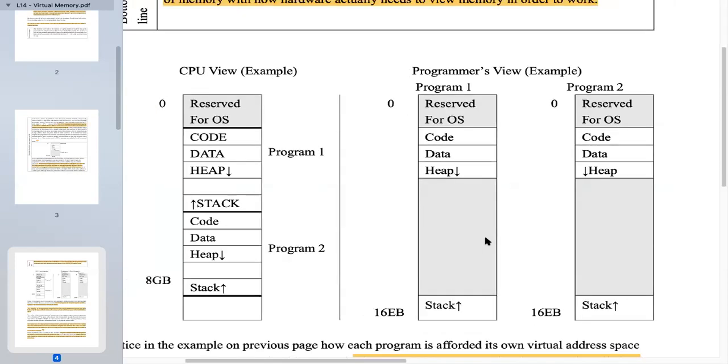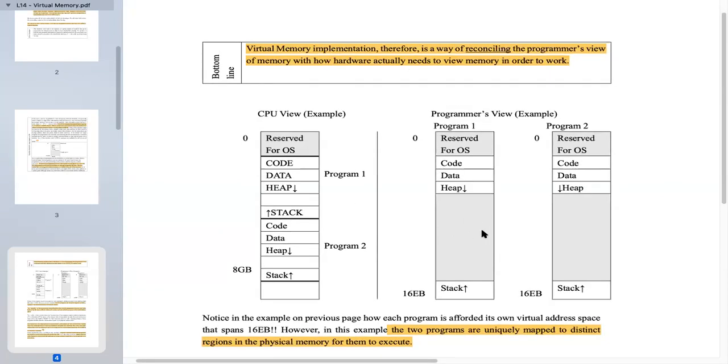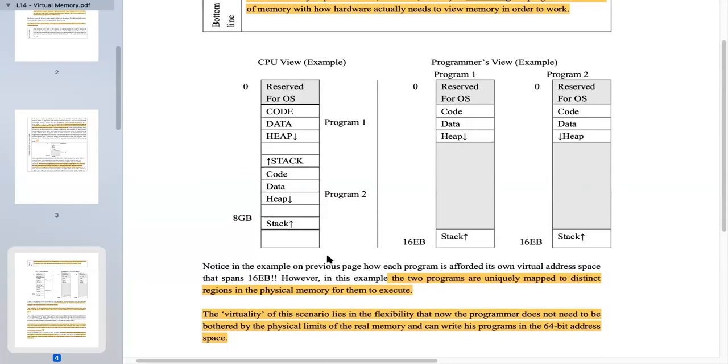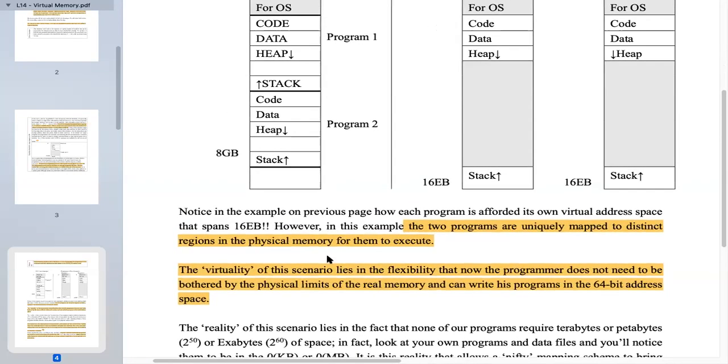But then there has to be some mapping, because where is this being executed? Of course, it is being executed through RAM, but then how is it being mapped to the RAM is what we are going to look into. So in summary, this is what it is.